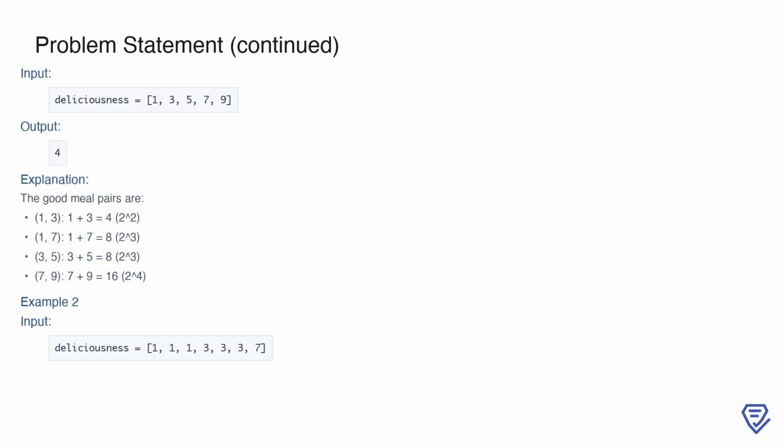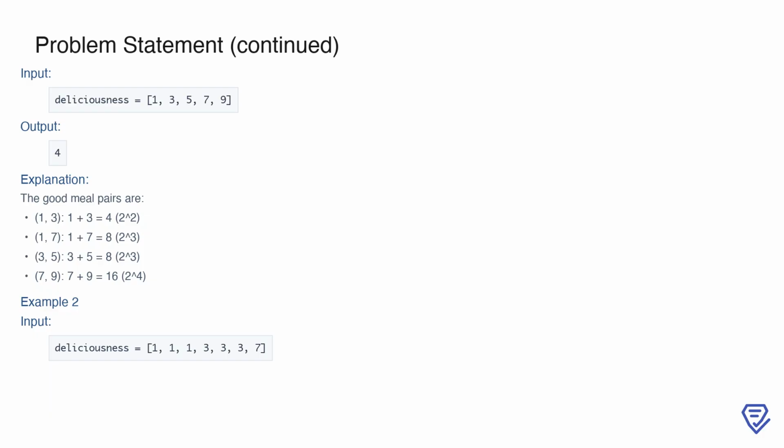Now, let's look at an example to understand this better. Suppose the input array is deliciousness equals 1, 3, 5, 7, 9. The output in this case is 4, meaning there are 4 good meal pairs. These pairs are 1, 3, because 1 plus 3 equals 4, which is 2 to the power of 2; 1, 7, because 1 plus 7 equals 8, which is 2 to the power of 3; 3, 5, because 3 plus 5 equals 8, which is also 2 to the power of 3; and finally, 7, 9, because 7 plus 9 equals 16, which is 2 to the power of 4. This example highlights how we need to check all pairs in the array to find sums that correspond to powers of 2.